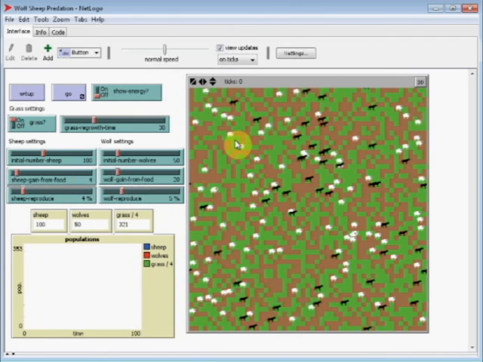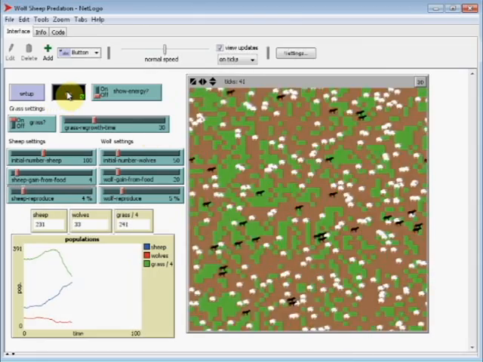Oh, and over here, a green square means that there's grass on the square. A brown square, excuse me, means that the grass is eaten. The white one is a sheep, the black one is a wolf. So there are 50 wolves distributed randomly and there are 100 sheep distributed randomly. Let's run our model and see what happens. So here we go. And there's our model running.